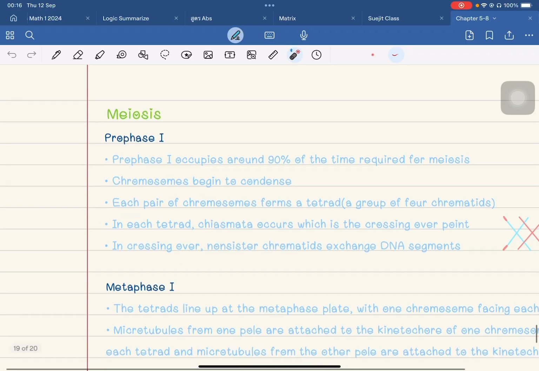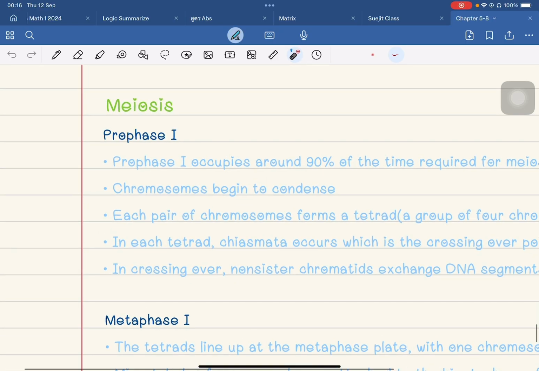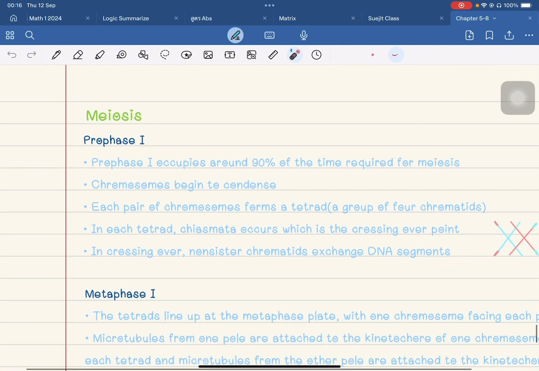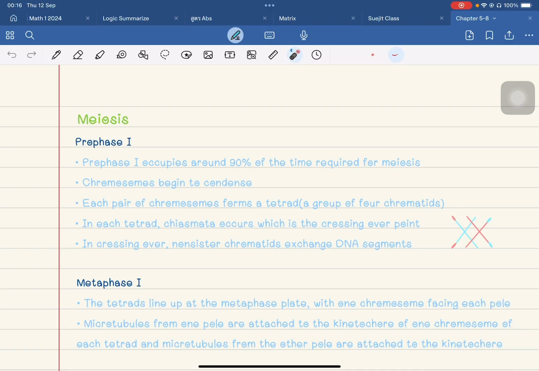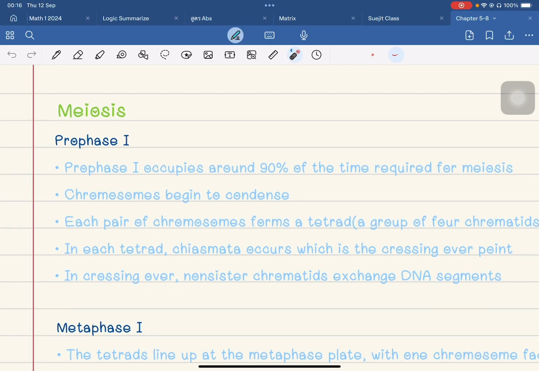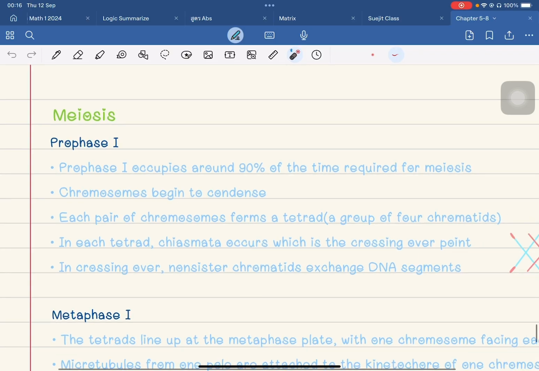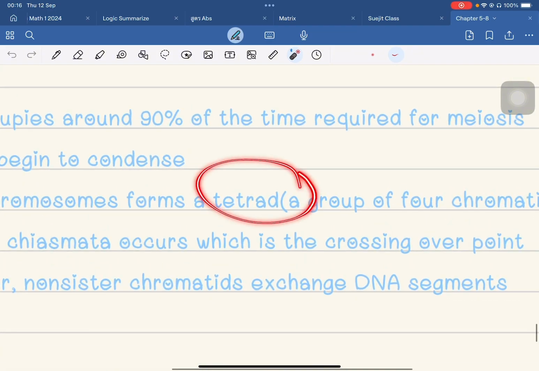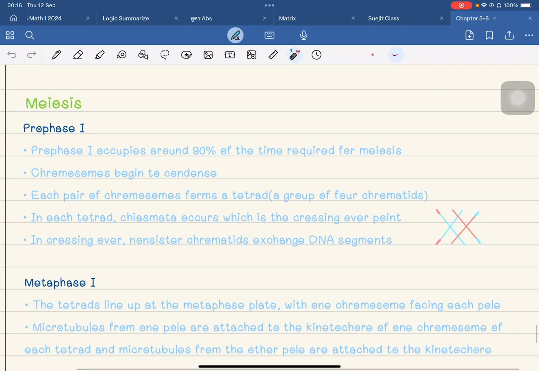In meiosis, first we're going to have two processes. The first one is prophase I. Prophase I occupies around 90% of the time required for meiosis. The chromosomes begin to condense, and each pair of chromosomes forms a tetrad. The tetrad is a group of four chromatids forming together.